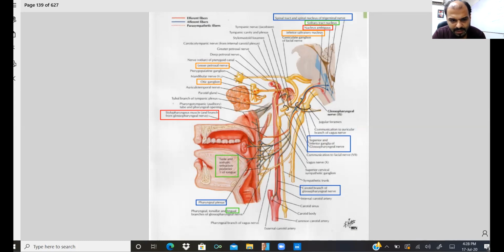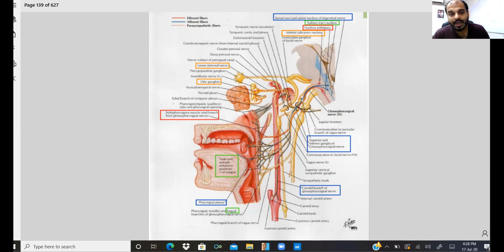You can see a small synapse, bipolar neurons. This is the blue dot. This is the sensory ganglia. You should know nothing else. It's just a general sensory ganglia. There's nothing specific. Sir, among the branches we have covered, the stylopharyngeus is the only motor one.